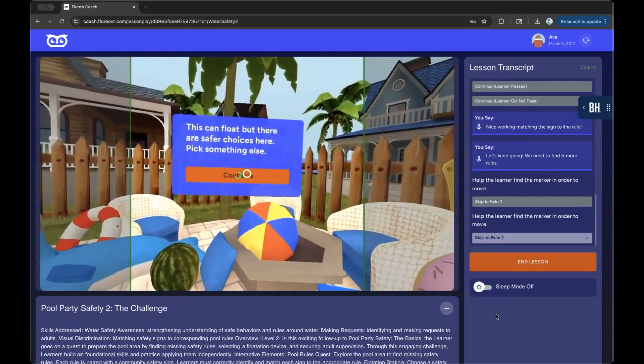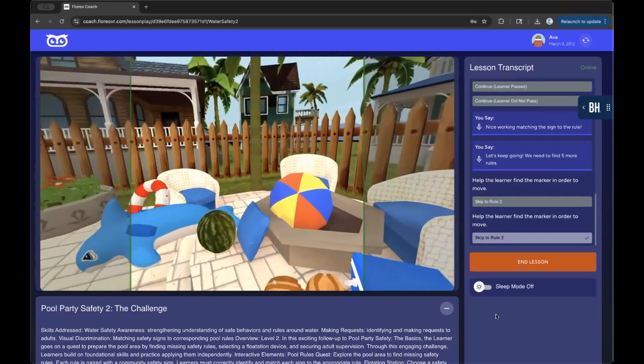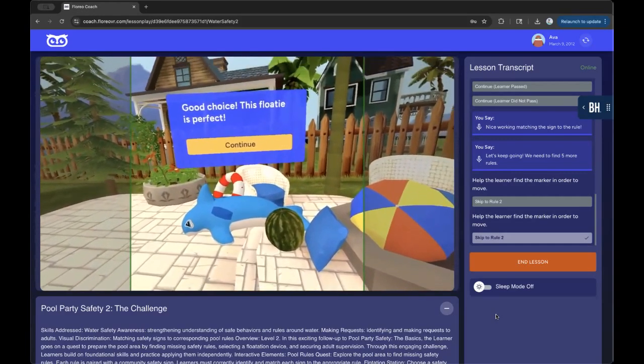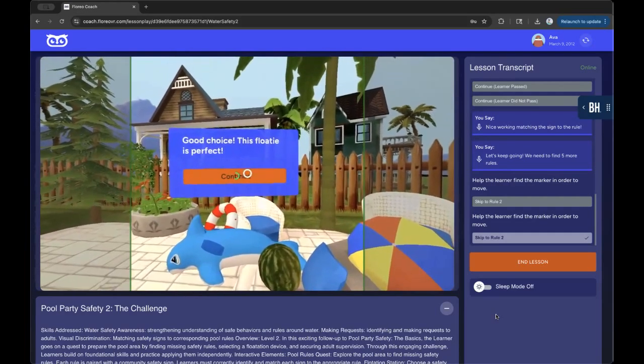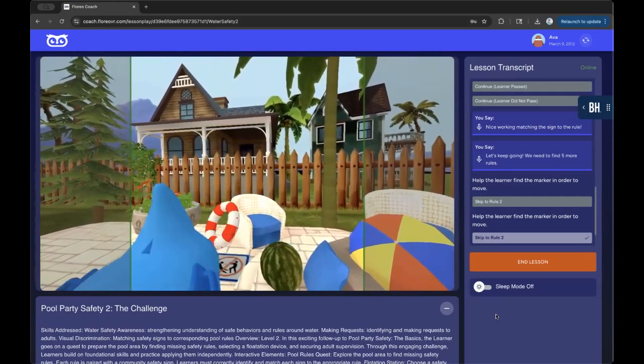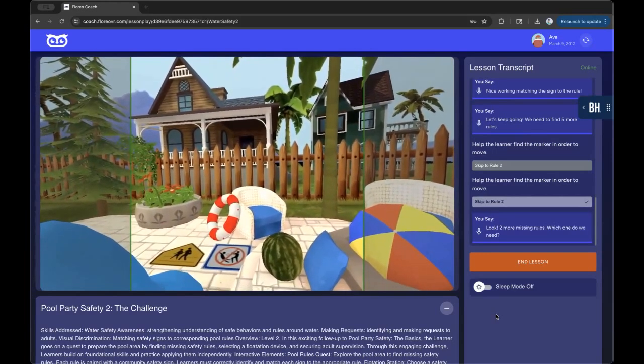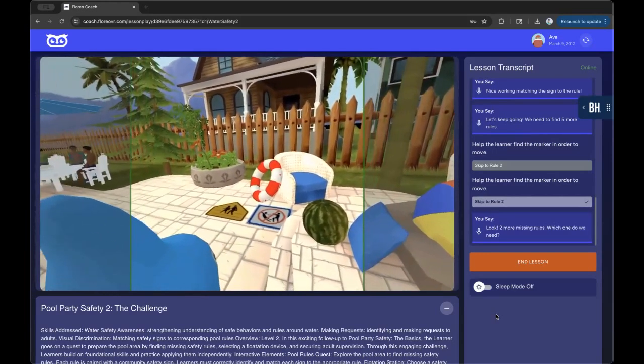We got lots of floaties all around. I love this dolphin. I think he's so cute. I love the dolphin too, and that is the perfect floaty. And the cool thing is, in Pool Party 2, when you pick that floaty, you now get to carry it around with you. And look what appeared underneath the floaty. Some more missing signs.